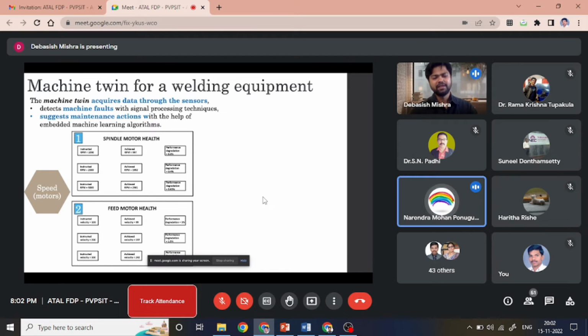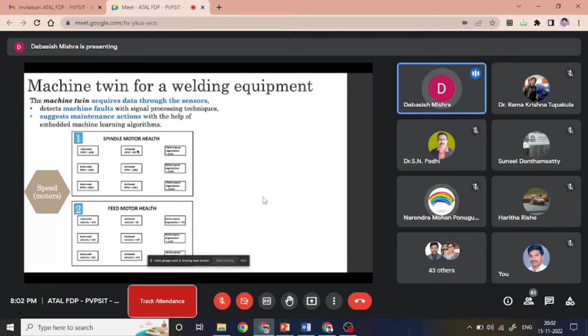So this is a part of what the twin exactly shows. From the information collected from the speed sensors, it first shows the health of the spindle motor. It's a very small mathematical model working at the back end. Let's say you have instructed the spindle motor to operate at some rotational speed. For this case, the instructed speed is 1000 RPM. So what exactly is the achieved RPM? For this case, the real-time achieved RPM was 997.